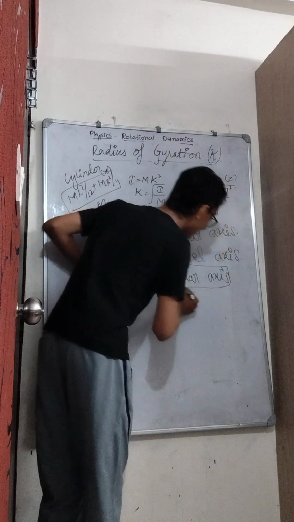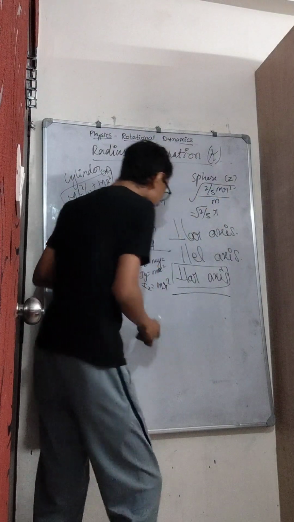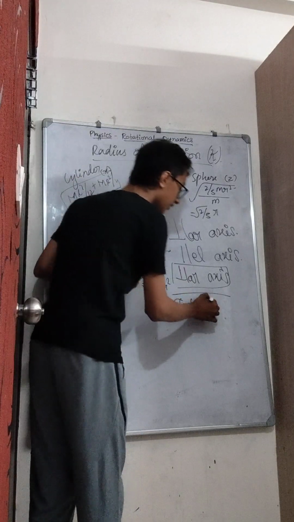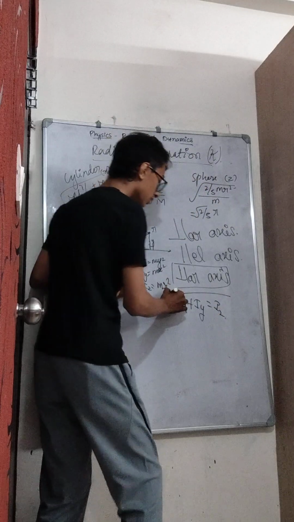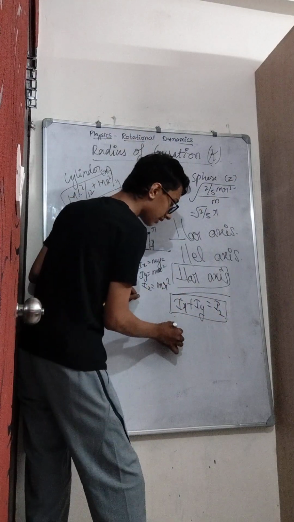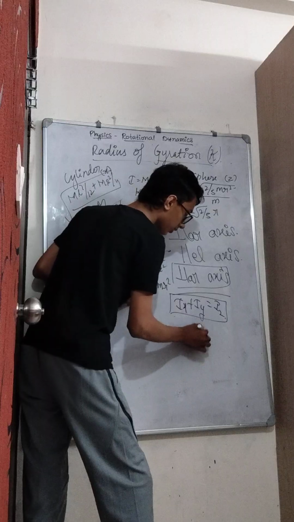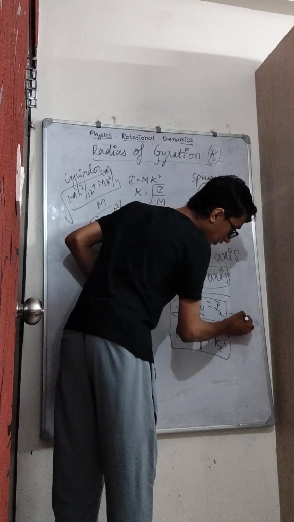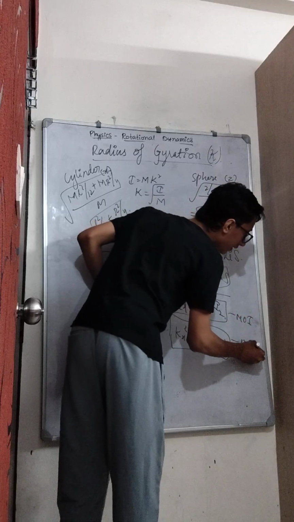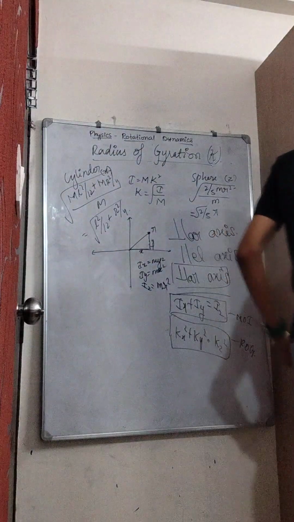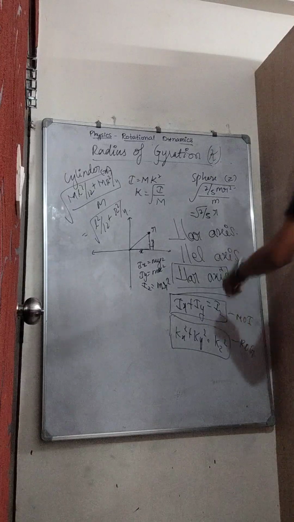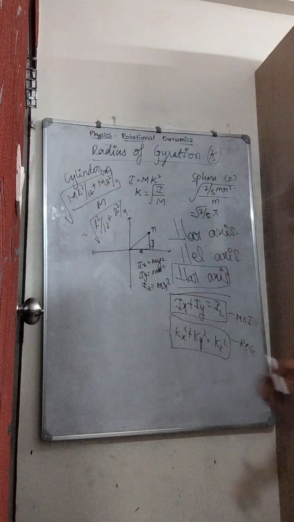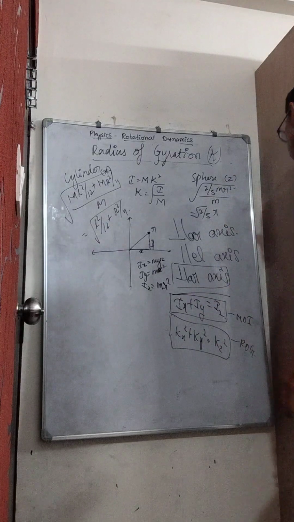So these are the three things. The perpendicular axis theorem says that Ix plus Iy is equal to Iz, and I can also get the radius of gyration: kx square plus ky square is equal to kz square. So this is for moment of inertia and radius of gyration.